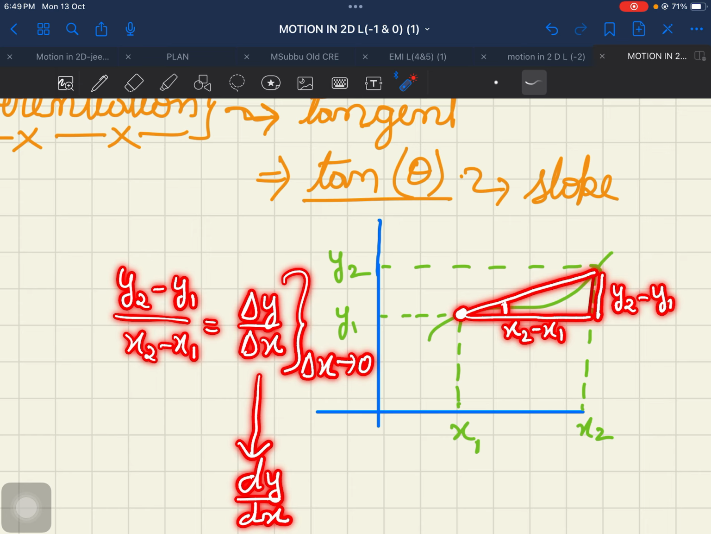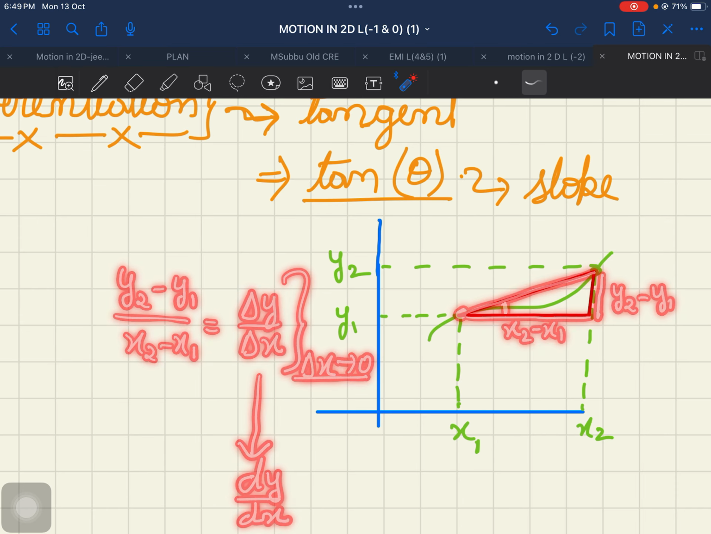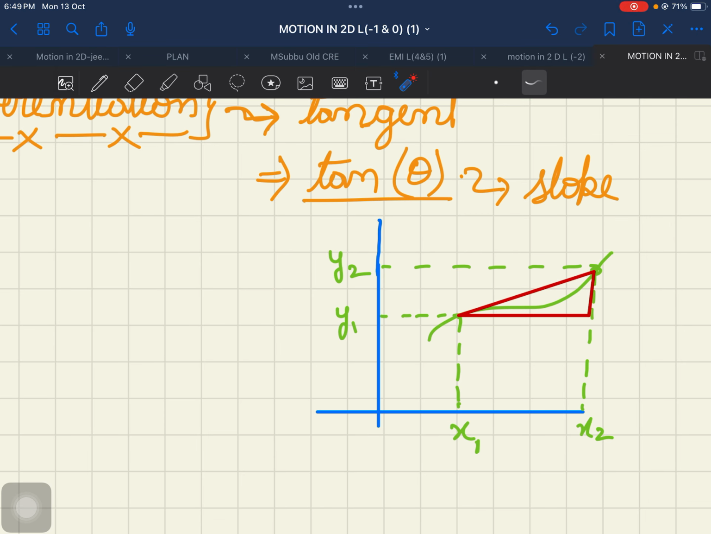Got it, students? Everyone, just check this. If delta x tends to 0, what will happen in this case? These 2 points will come closer and closer and meet somewhere here. Then the line will become a tangent.